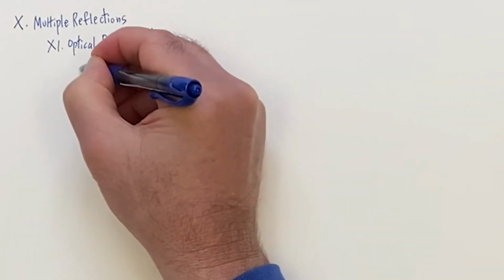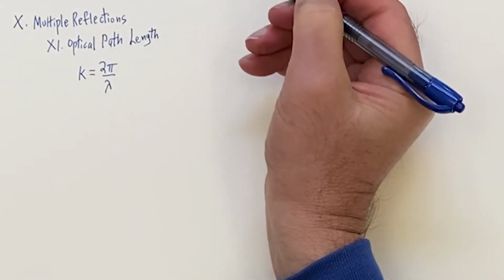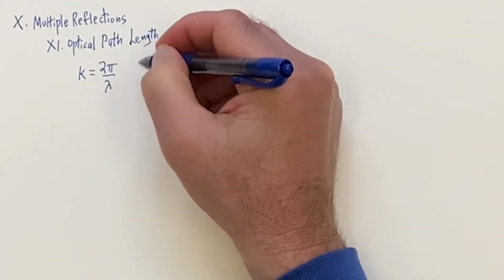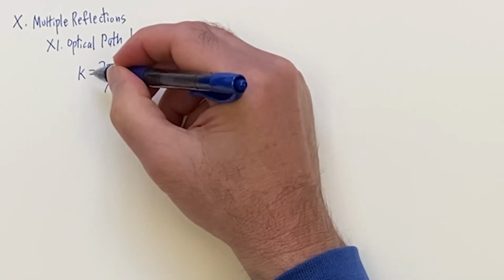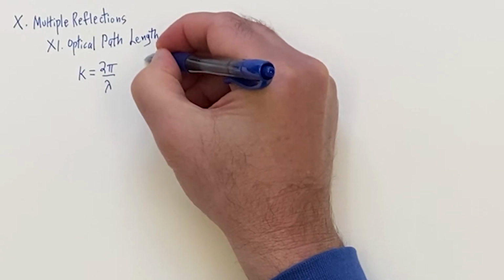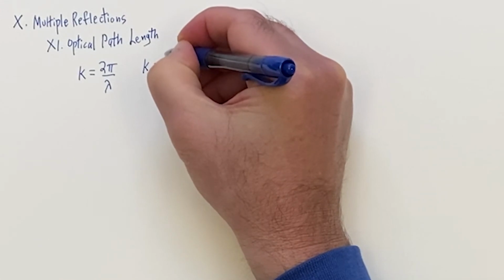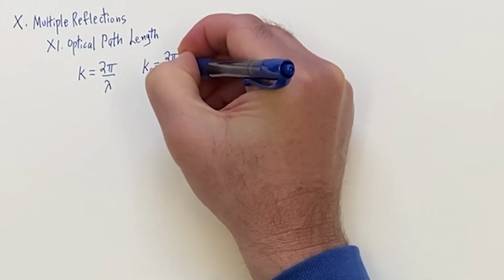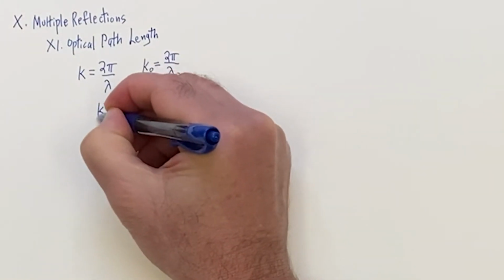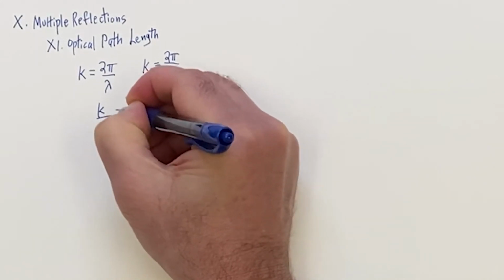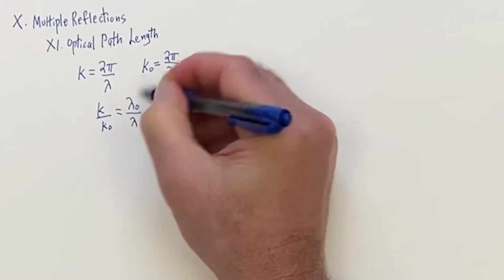Now let's look at the definition of the wave number again. k is 2 pi over lambda, and in general this equation is true, but let's focus on the vacuum and put a little subscript 0: k naught is 2 pi over lambda naught. Then k over k naught, since they're inversely related, we just flip the lambdas.